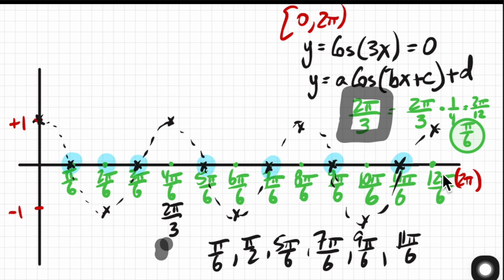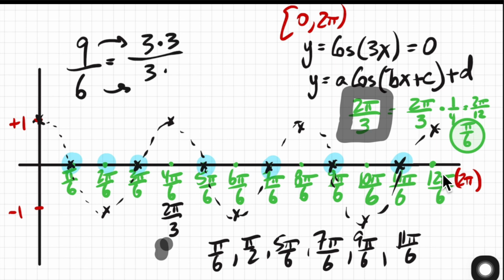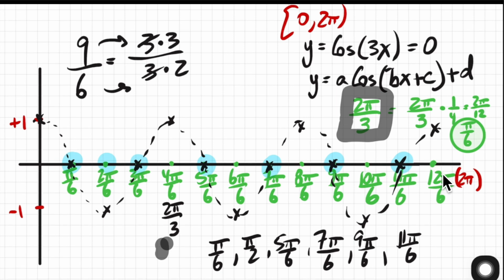To reduce 9 pi over 6, the way I like to reduce fractions is to break them down. So this becomes 3 times 3, this is 3 times 2, 3 over 3 is 1, so this becomes 3 pi over 2.